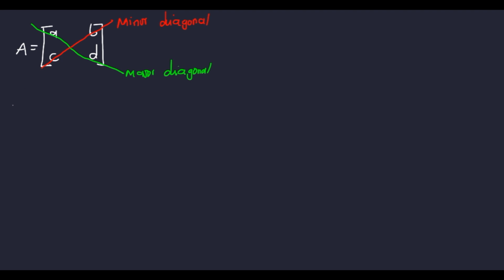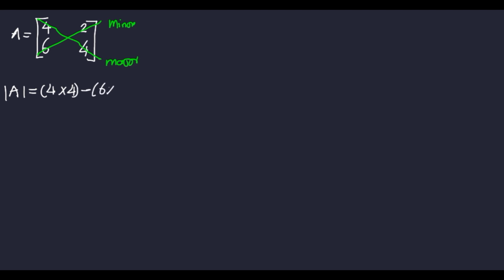So the symbol for determinant are these absolute bars. And for us to find the determinant, we first need to find the product of the elements from the major diagonal. So A multiplied by D, then we subtract this from the product of the elements of the minor diagonal, which is B times C. Now let's dive into the first example that contains numbers.